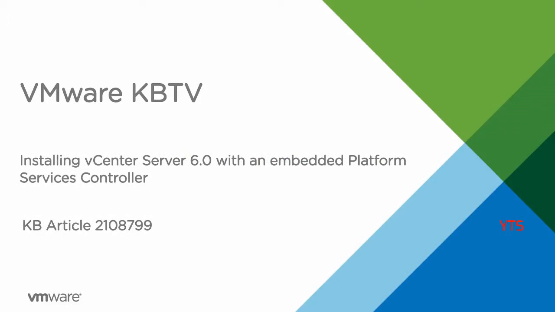In this video, we will be taking a look at installing vCenter Server 6.0 with an embedded platform services controller on a Windows machine. This installation process is different from previous versions of vCenter Server. For more information about these changes and the installation process, see the vSphere 6.0 installation and setup guide.